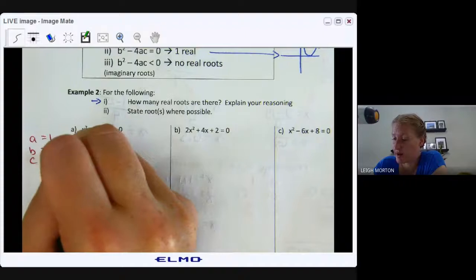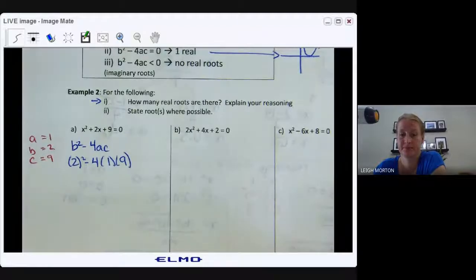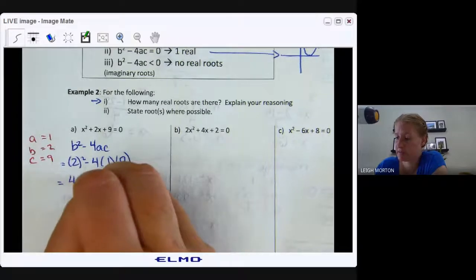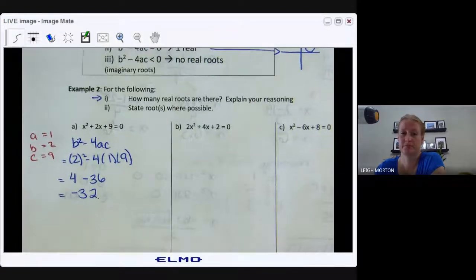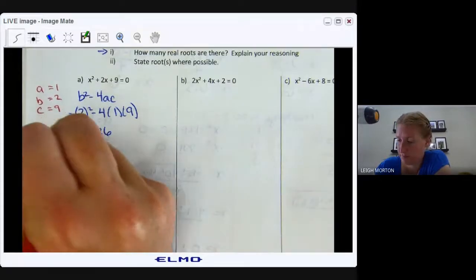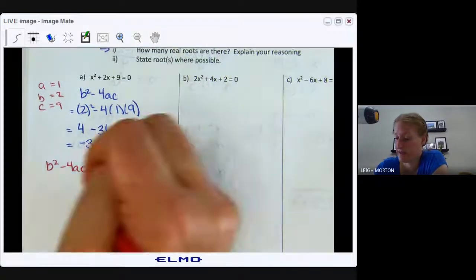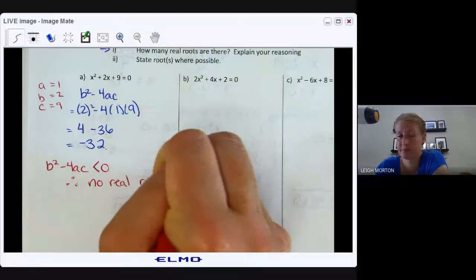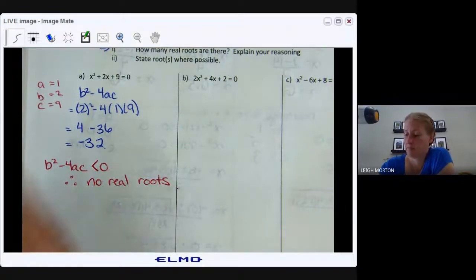That would give me 2 squared minus 4 times 1 times 9, which would give me 4 minus 36, which gives me a value of negative 32. It is less than 0. Therefore, no real roots. Let's look at why though.